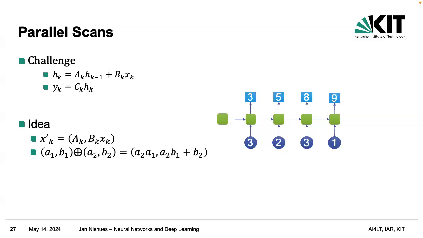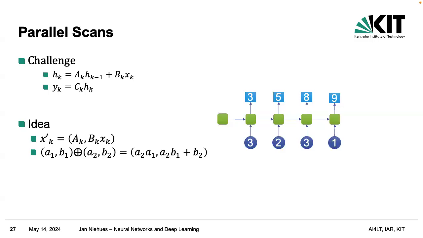So we are defining some x prime, where x prime k is a tuple: the first part of the tuple is A_k, and the second part of the tuple is B_k times x_k. That is the first definition. And then in the parallel scan, we have this aggregation function, so we have to check how we define the addition. If we're adding up two of these, it's also a special one. It's not the default one, but the adding up would be that the first term is A2 times A1, and the second one is A2 times B1 plus B2.